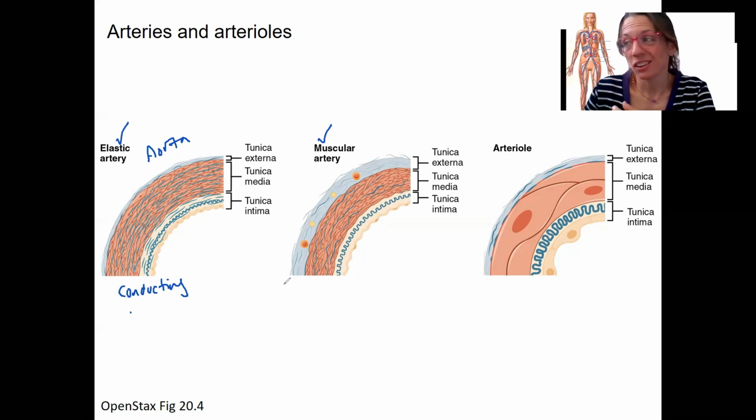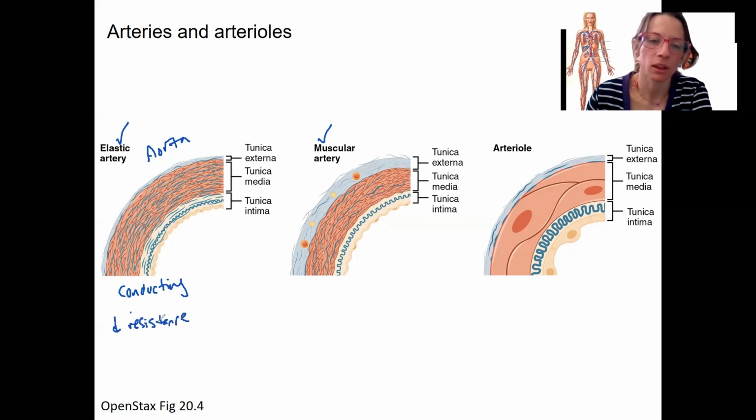If they were rigid, they would have high resistance. So their elasticness allows them to have low resistance and allow blood to pass through without losing pressure very quickly.